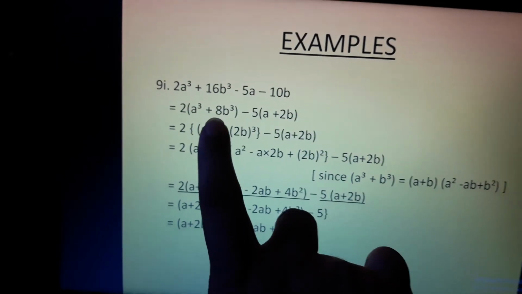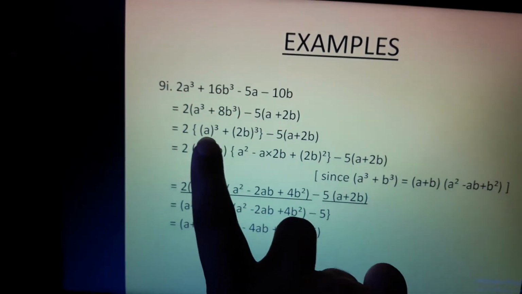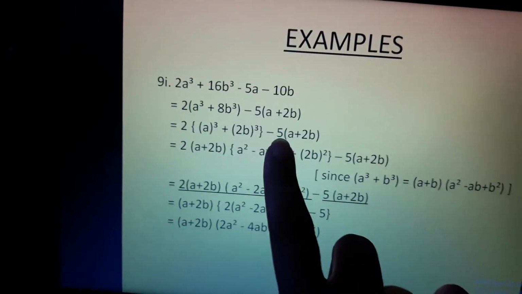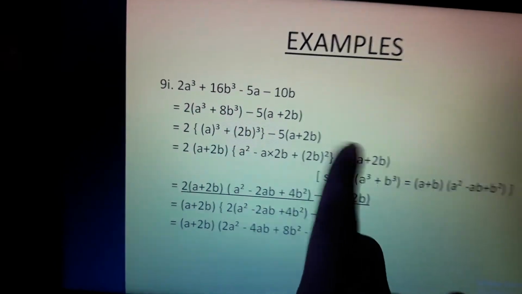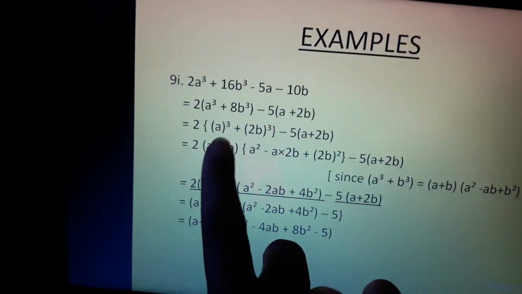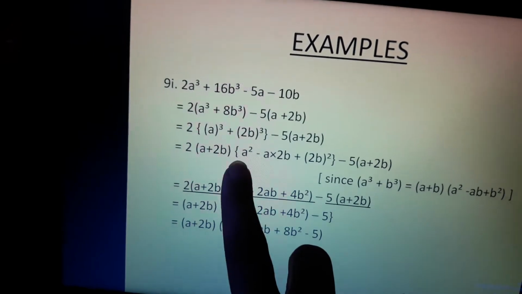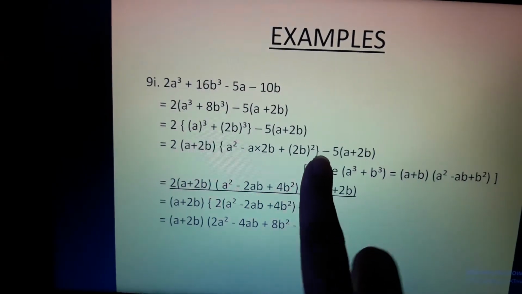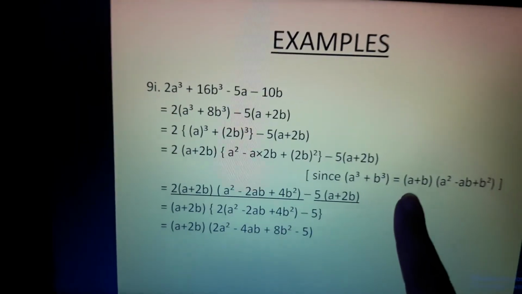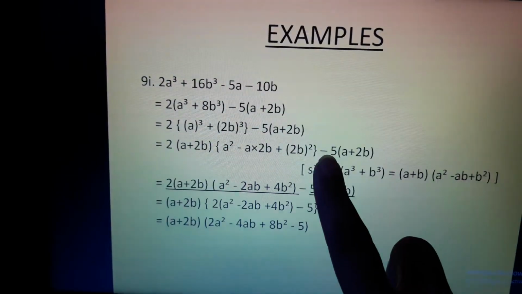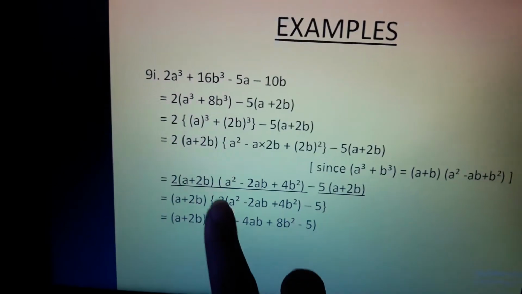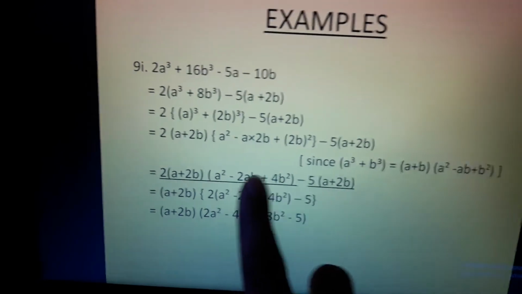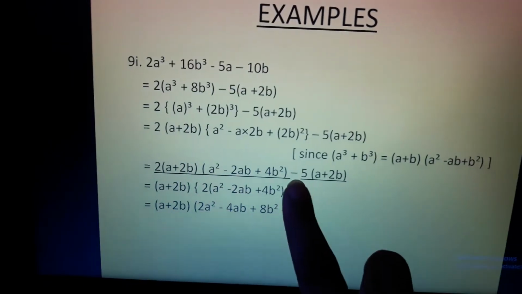Now see, a cube plus 8b cube we can write as a whole cube plus, and 8b cube we can write as 2b whole cube. Then we have kept minus 5 into a plus 2b. So here 2 into, we are taking a plus 2b, and in the curly bracket a square minus a into 2b plus 2b whole square, then close the curly bracket according to this identity, minus 5 into a plus 2b. Now see, 2 into a plus 2b into a square minus 2ab plus 4b square, minus 5 into a plus 2b.